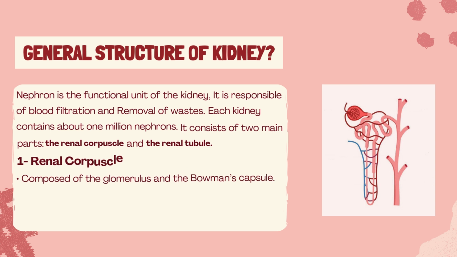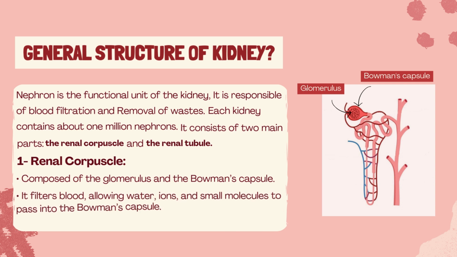The renal corpuscle is composed of the glomerulus, which is a network of capillaries, and the Bowman capsule. It is a cup-like structure that surrounds the glomerulus. The process starts in the Bowman capsule, where filtration is done. Small substances like water, salts, and glucose pass through, while larger ones stay in the blood.